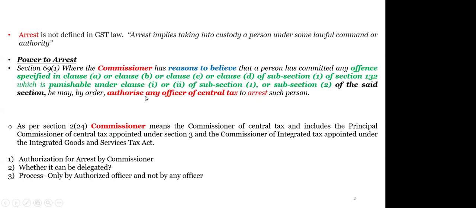If I read authorize any officer, can it be any officer of central tax who can do the arrest? We have to read it together: authorize any officer. So it should be an authorized officer or proper officer as specified in the respective notification, but it should not be any officer. It should be an authorized officer of central tax to arrest a person. So this is the first aspect, of delegation. My issue is whether it can be delegated. According to me, no, and it should be only by an authorized officer.